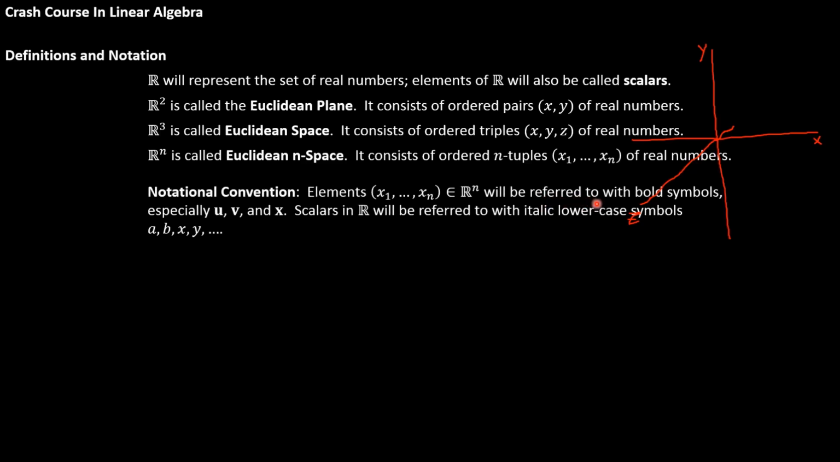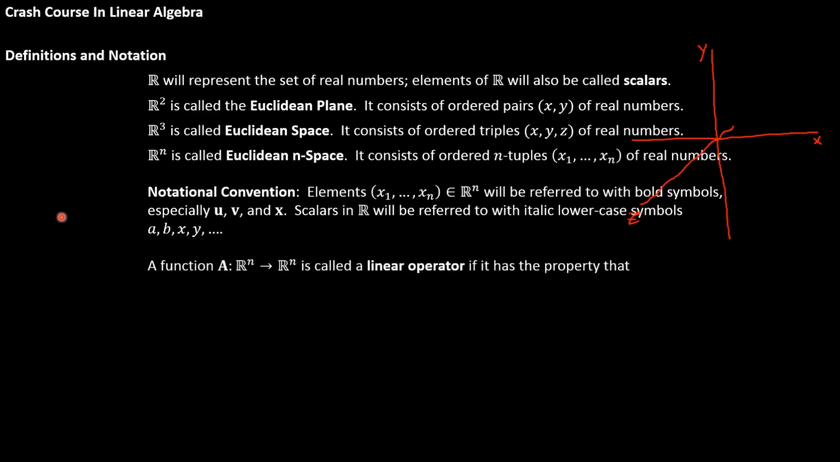And then for notation, whenever we have a point in Euclidean n-space, so this can be R2, R3, or Rn in general, the coordinates are numbers. And so those are italics for numbers, for scalars. Whereas the whole thing, the vector, is referred to with a bold letter, u, v, or x. You'll see lots of examples of this as we go forward, but I just want it to be clear that whenever I write a bold-faced letter, it's referring to a vector in a Euclidean space, whereas italics are referring to numbers.